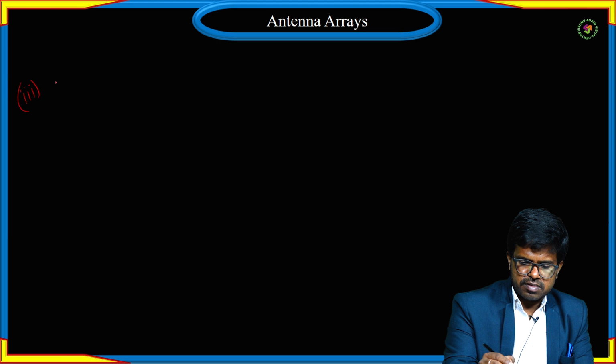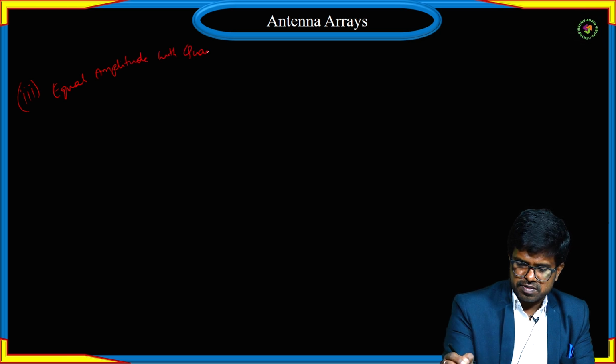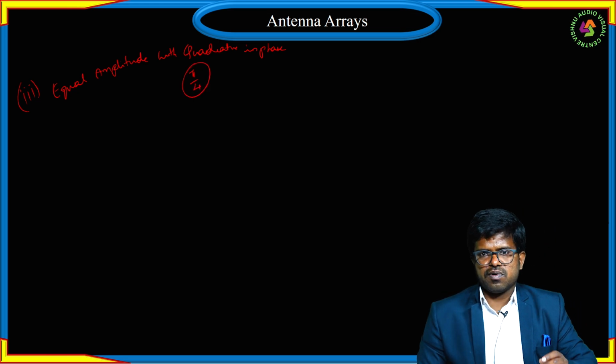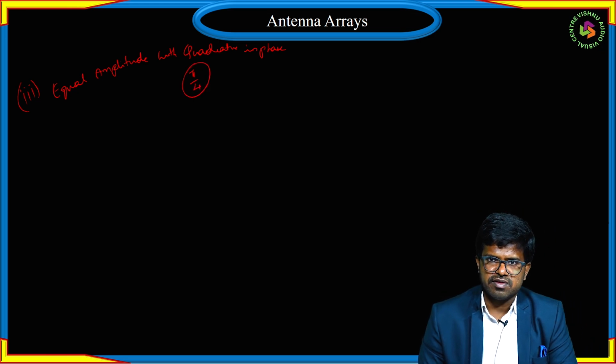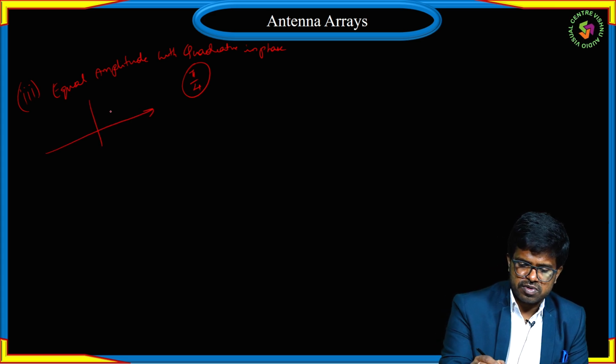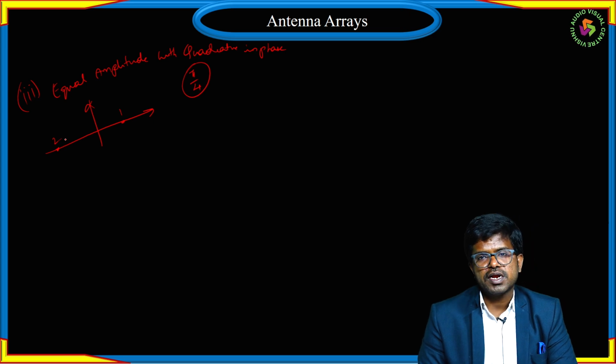Then next case, third case, that is equal amplitude, same two isotropic sources only, two equal amplitude with quadrature in phase. Quadrature in phase means there is pi by 4 phase difference. Pi by 4 phase difference is maintained. Now the same two isotropic sources, 1 and 2, but they are maintaining quadrature in phase.